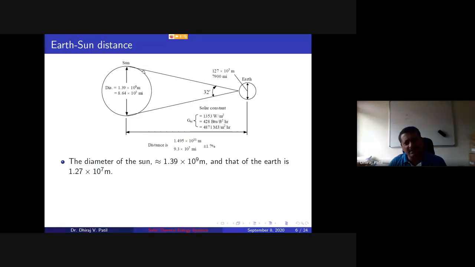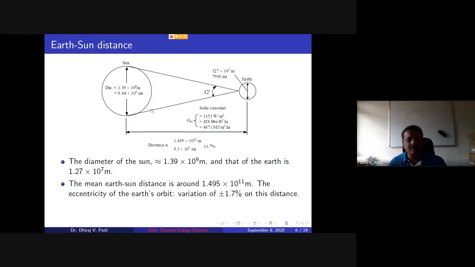So this energy is getting radiated onto the Earth's surface. Sun radiations are coming onto the Earth's surface with this angle, that is 32 minutes. This is what is depicted in the figure. So we know that this distance is 1.495 × 10¹¹ meters.